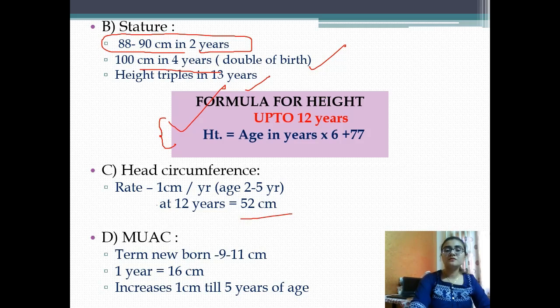Mid-arm circumference in newborn is 9 to 11 centimeters. At 1 year it is 16 centimeters, and it increases 1 centimeter till the age of 5 years.